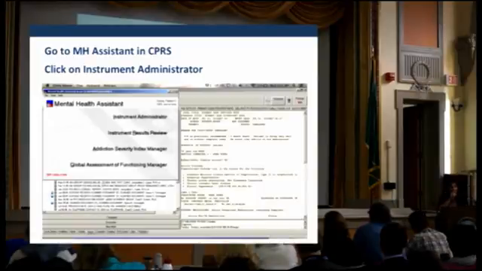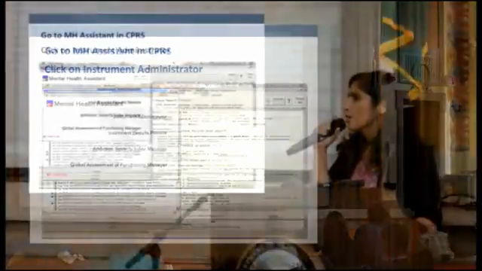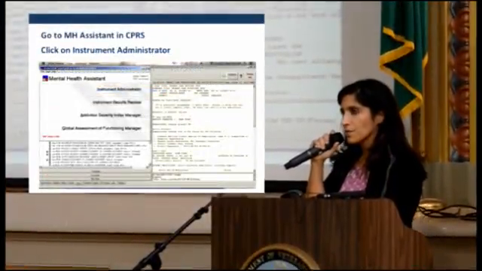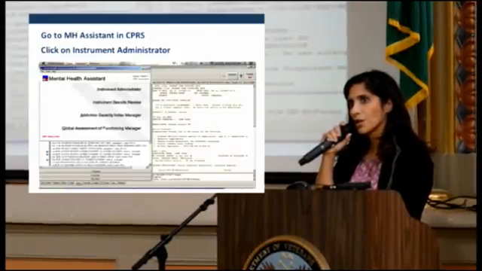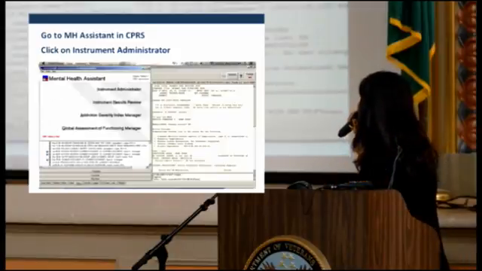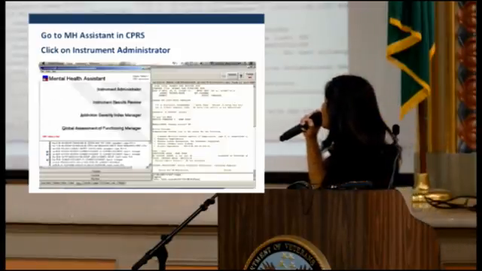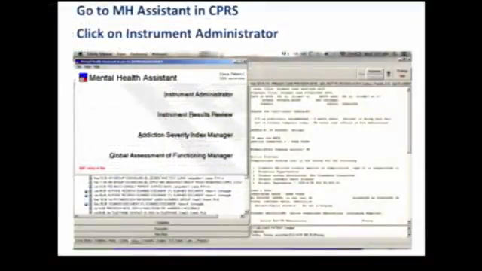It's really easy, and it's there, and I'm gonna walk you through how you get there, and then how you can use the information in terms of documentation. Actually, we're probably gonna get into more of how you use that information in formulation and documentation after lunch. But here's the first part of it. So mental health assistant. Do people know what that is? Yeah, okay. So go into mental health assistant, and then you're basically going to go to instrument administrator.